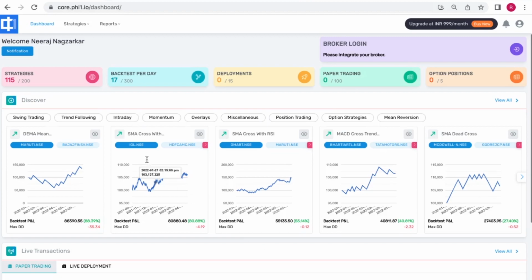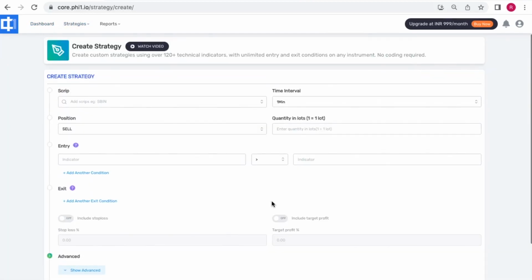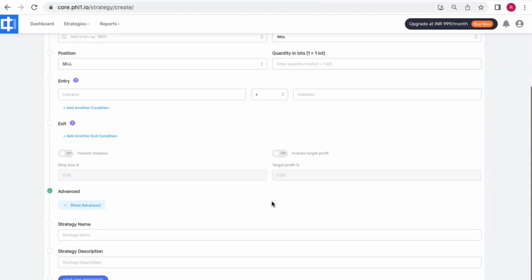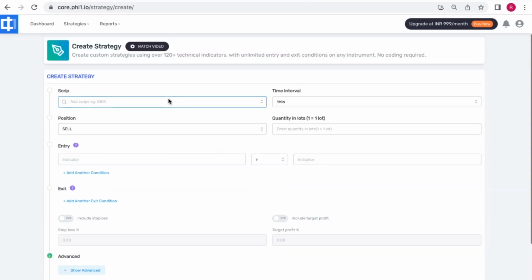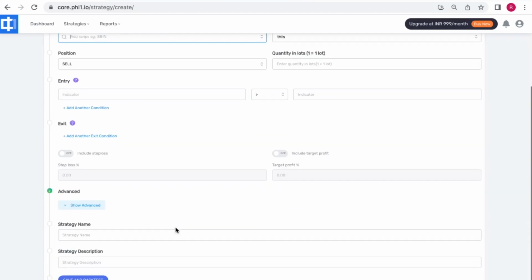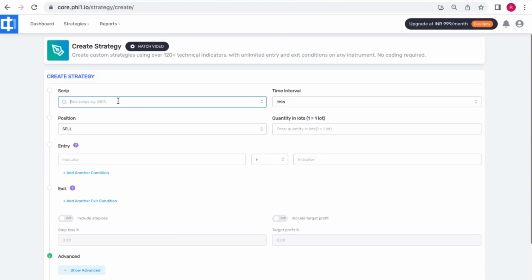Log on to Phi 1 core, go to strategies, click create strategy. This is a template based strategy creator. You can use over 120 technical indicators with this form based editor, and you can also add entry and exit conditions without any limit. Also, the biggest advantage of the strategy creator is that you don't need to know coding in order to create algorithmic strategies. Let's start by adding some scripts.